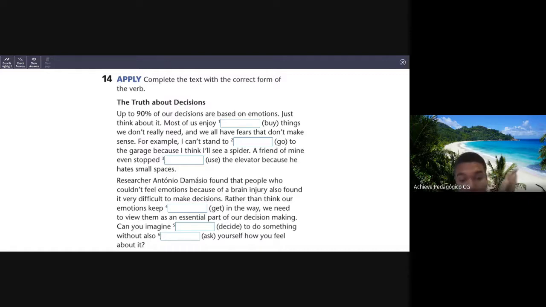Researcher Antonio Damasio found that people who couldn't feel emotions because of a brain injury also found it very difficult to make decisions. Rather than think our emotions get in the way, we need to view them as an essential part of our decision making. Can you imagine deciding to do something without asking yourself how you feel about it?